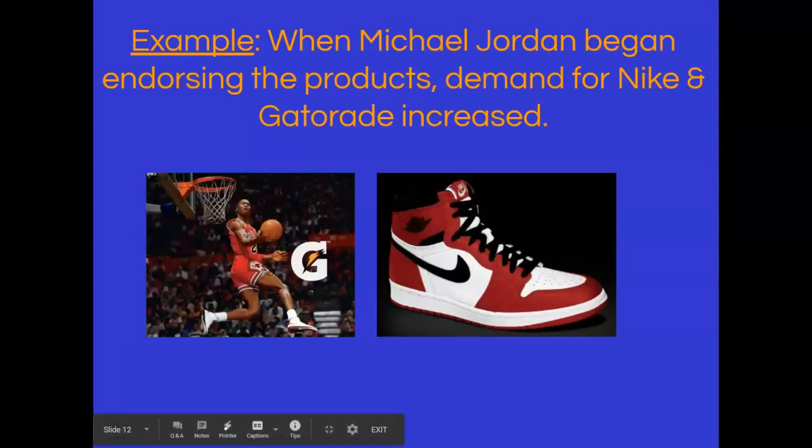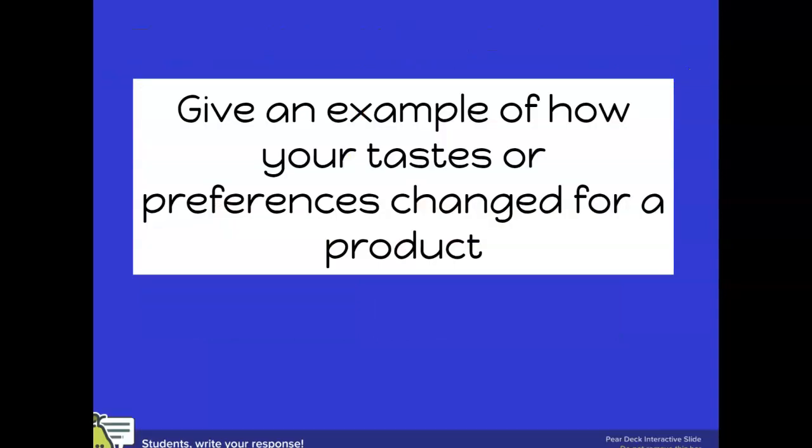So when Michael Jordan began endorsing Nike products and Gatorade, both the demand for Nike and Gatorade increased. And one of the reasons why is because Michael Jordan has star power and people want to be like him. And if he likes Nike shoes or he likes Gatorade, then it must be good for us too. So that's an example of an effective ad campaign.